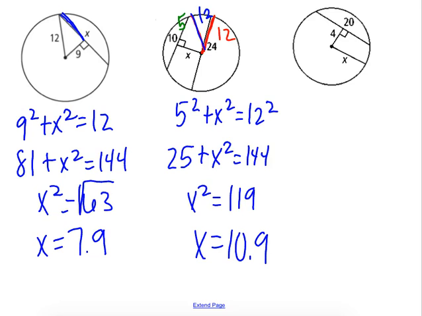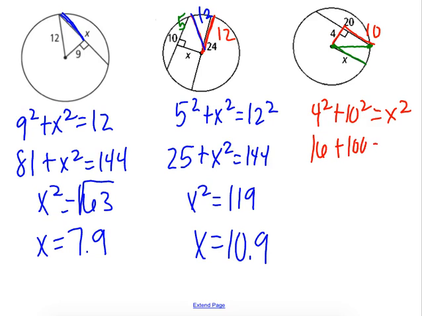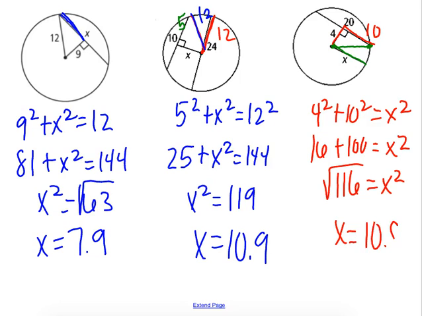And then we have the same thing on this next guy here, guys. Again, this segment is a radius, and I can draw a radius anywhere, right? So let's just move it this way here. And now we just have a right triangle. This guy's 4, and that piece right there is 10. So 4 squared plus 10 squared equals x squared. So then I have 16 plus 100 equals x squared. 116 equals x squared. Taking the square root, x equals 10.8.